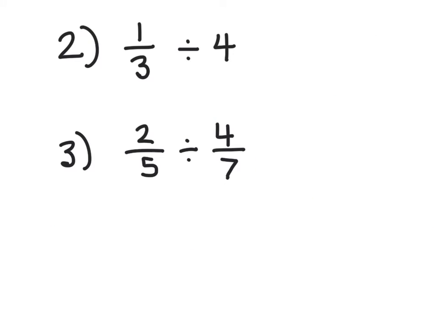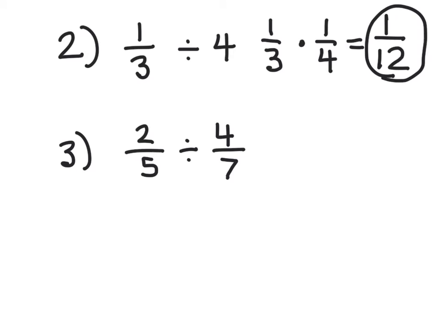All right, here are a couple of more problems to practice with. So the first one, 1/3 divided by 4. All right, so we're instructed to multiply by the reciprocal of the divisor. So 1/3 is unchanged. Division becomes multiplication. What is the reciprocal of 4? Well, if you said 1/4, you're correct. So this problem would equal 1/3 times 1/4, and that would equal 1/12.